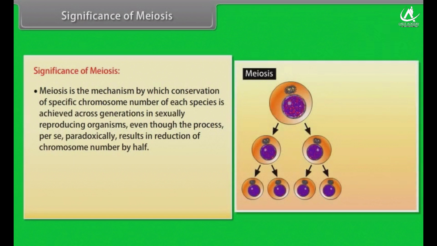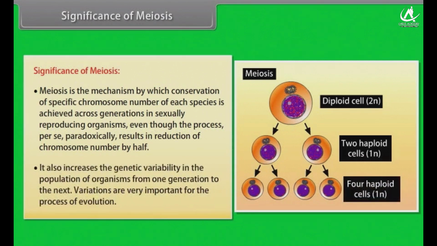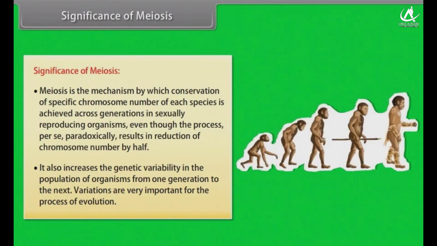Significance of meiosis. Till now we have learned the various stages of Meiosis 1 and Meiosis 2. Now let us know what the significance of meiosis is. Meiosis is the mechanism by which conservation of the specific chromosome number of each species is achieved across generations in sexually reproducing organisms, even though the process per se paradoxically results in reduction of chromosome number by half. It also increases the genetic variability in the population of organisms from one generation to the next. Variations are very important for the process of evolution.